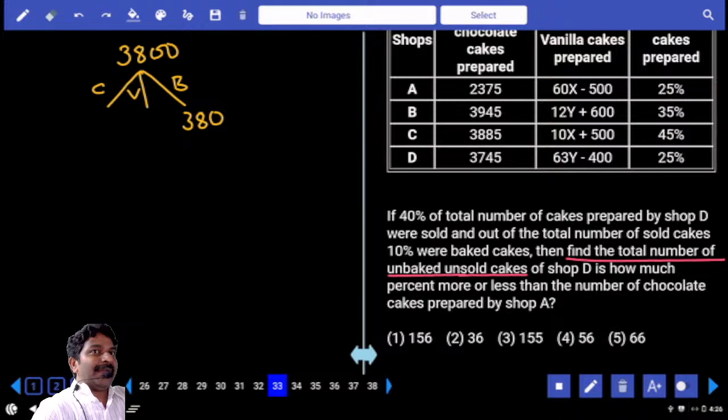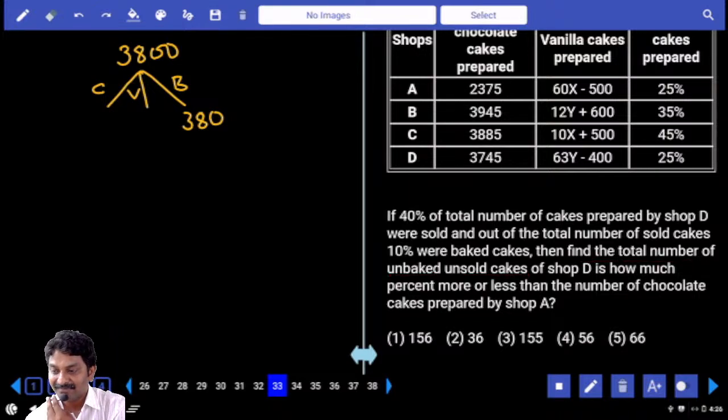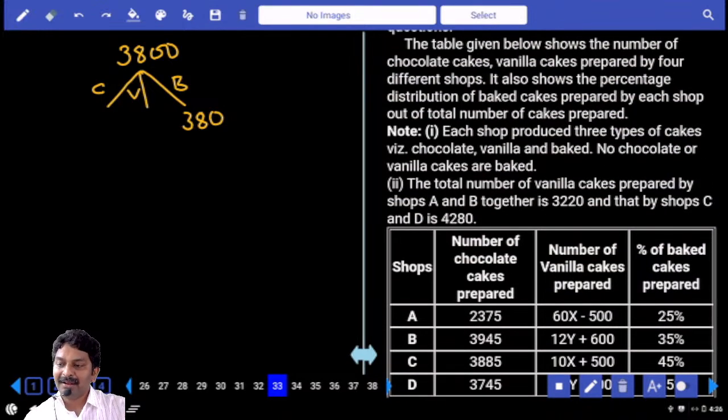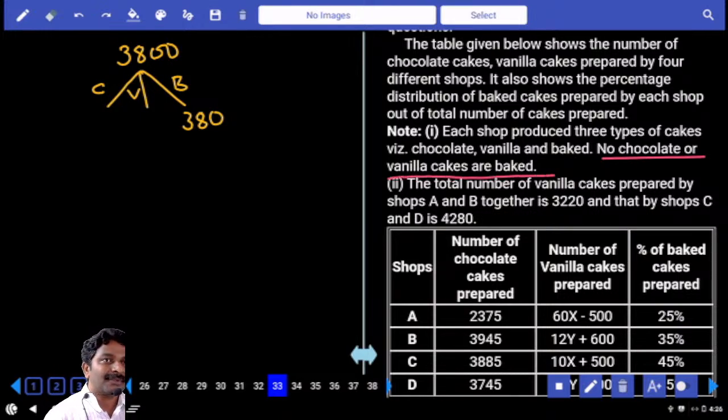Here, note 1. Read it. Each shop produces 3 types of cakes: chocolate, vanilla, and baked. No chocolate or vanilla cakes are baked. That means they are unbaked cakes only. Chocolate and vanilla both together are unbaked only. So these two are unbaked.